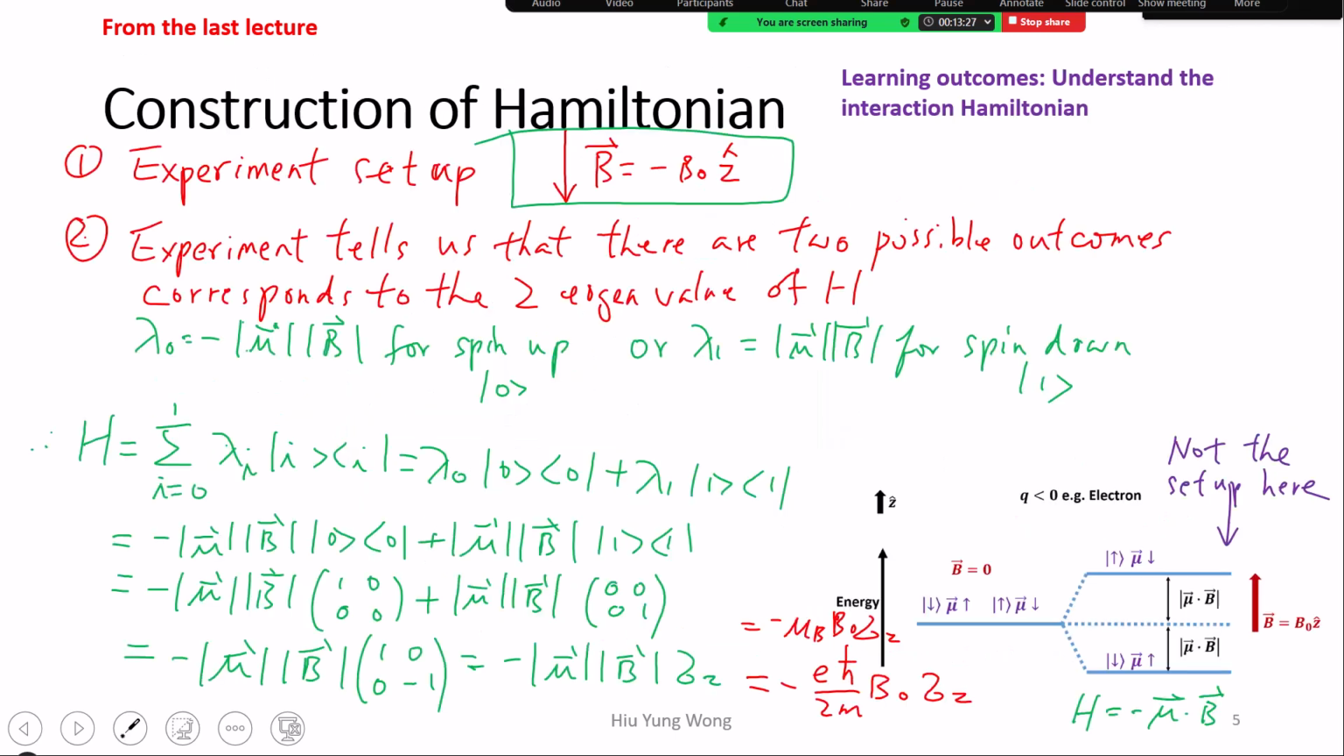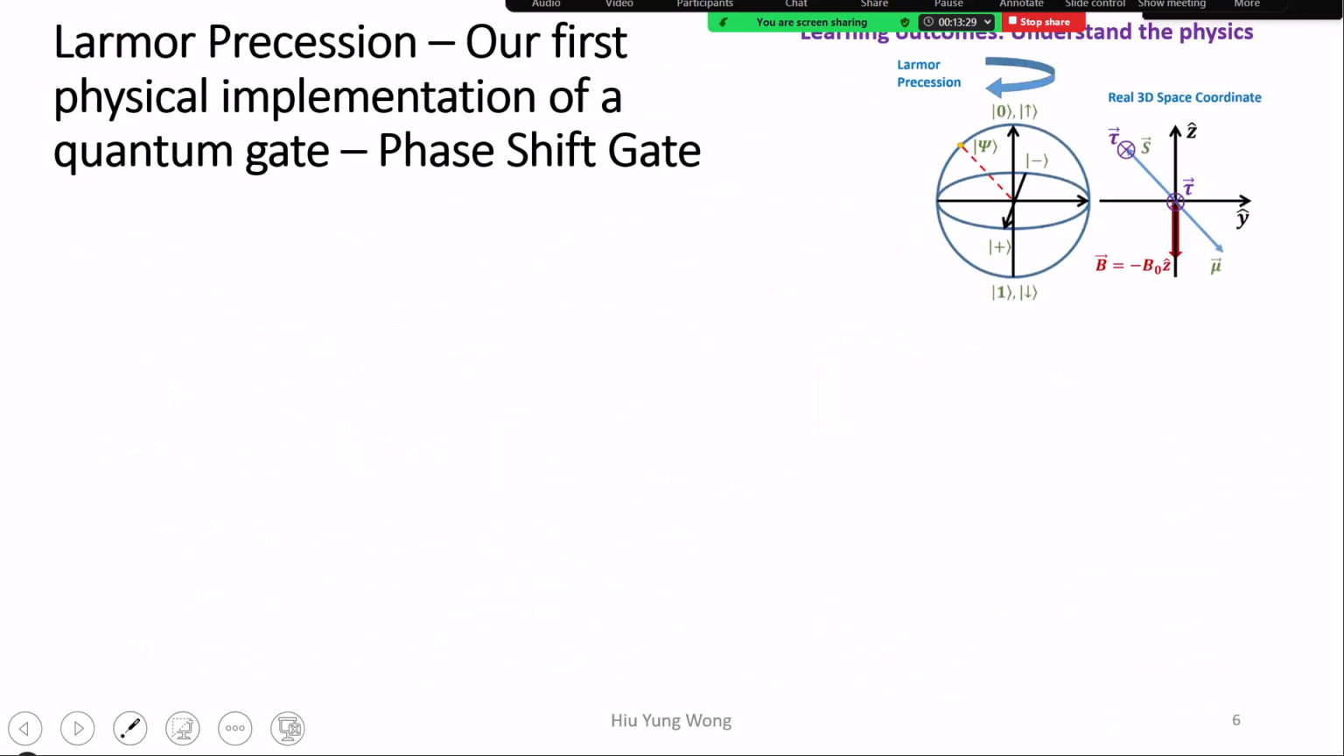Good. Okay, then today what we want to do is to look at the first thing, the Larmor precession. We have the Hamiltonian already. Then what happens when we put the qubit in this external magnetic field? So here I show the experimental setup again. In the real 3D space, I have the magnetic field pointing down, right? And what I'm going to tell you is that the state will rotate about the z-axis when you have this magnetic field. This is called Larmor precession, and it's related to the qubit frequency. Let's see why.